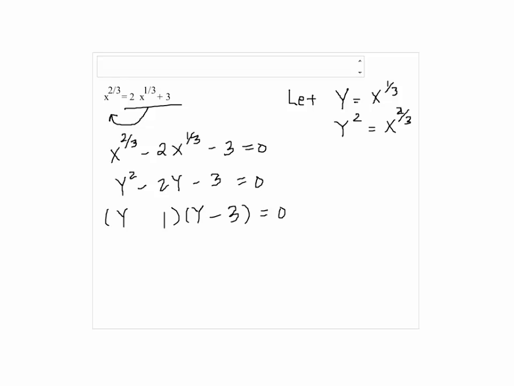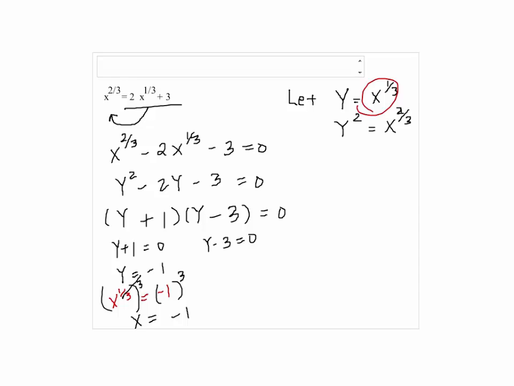So we have y plus 1 times y minus 3 equals 0. So y plus 1 equals 0, so y equals negative 1. Now our y was x to the 1/3. So x to the 1/3 equals negative 1. So to get rid of the 1/3 and find x, we're going to cube both sides. So the exponent is gone. So we have x equals negative 1.